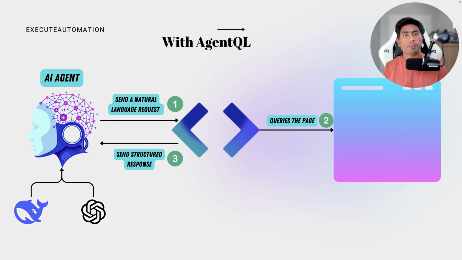It sends a query to the page based on the natural language, and then sends a structured response to the AI agent. You will notice that the structured response is so clean and neat that the AI agent can easily understand it, and then it performs the operation on the browser using whichever browser tool you're using. That's amazing. You can also use AgentQL itself to perform the operation on the browser. There is also an option for that. This is what AgentQL is in a nutshell.